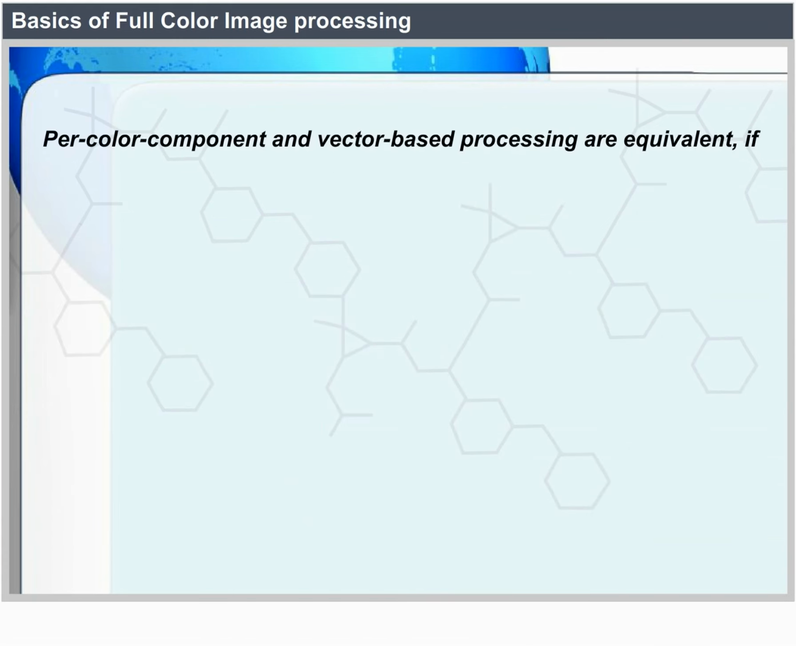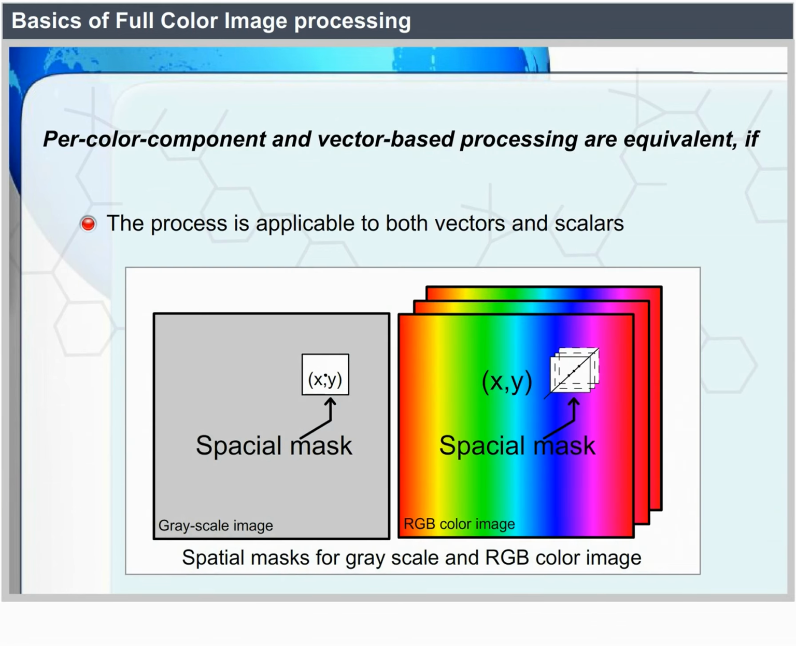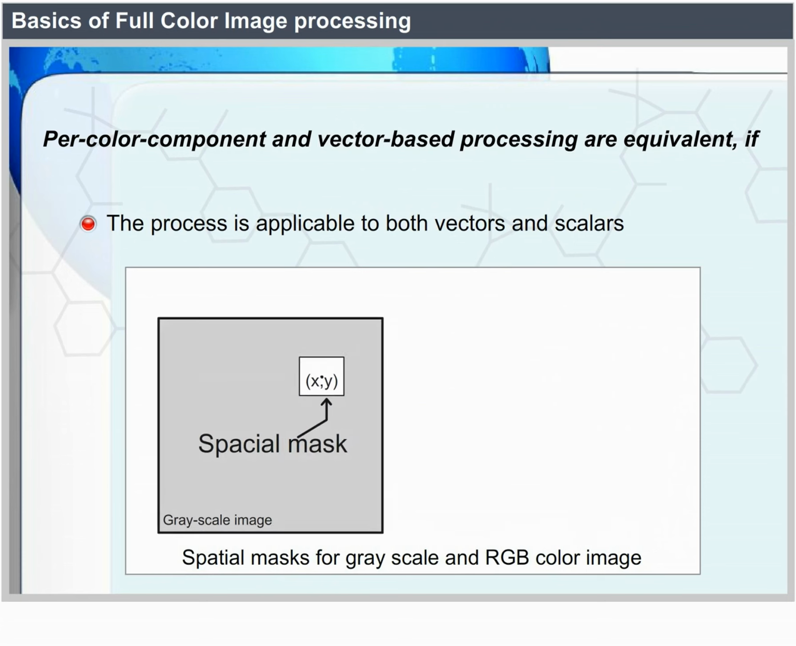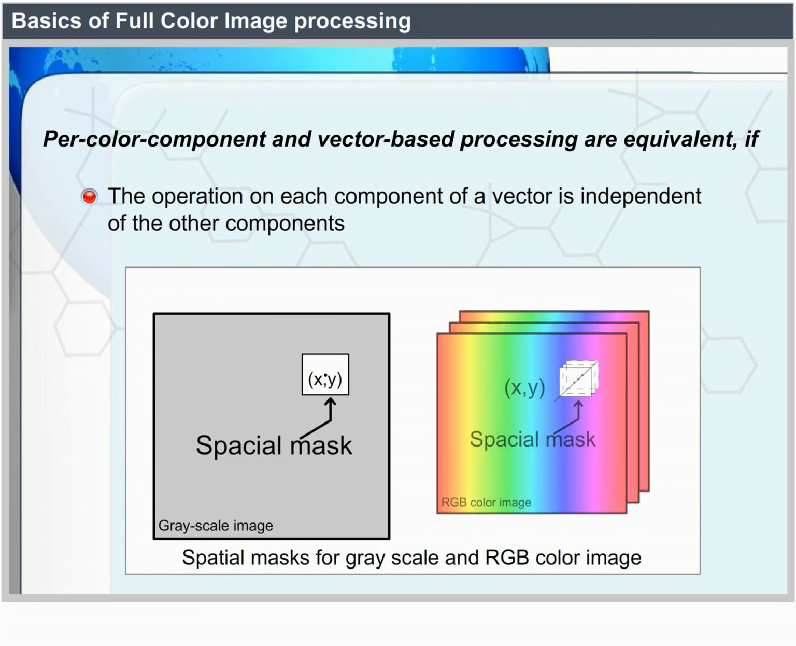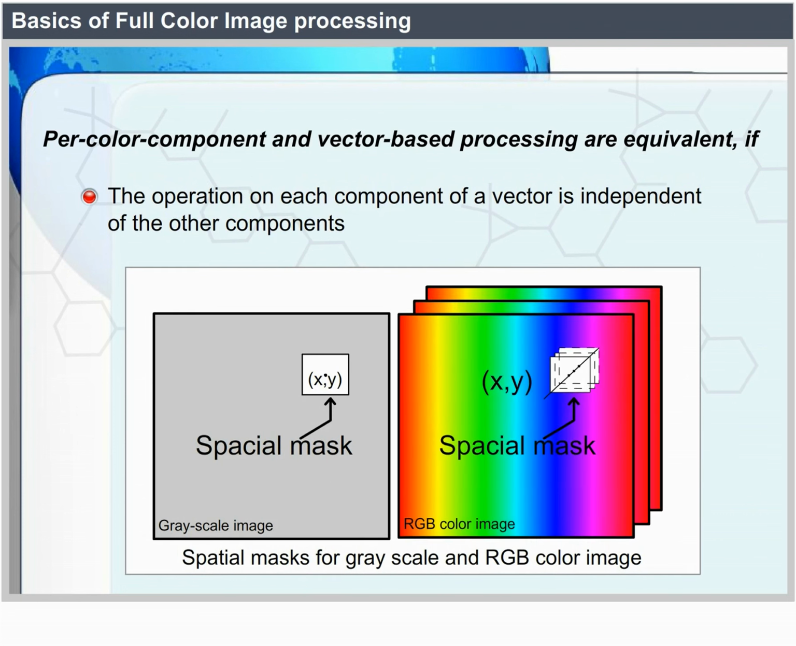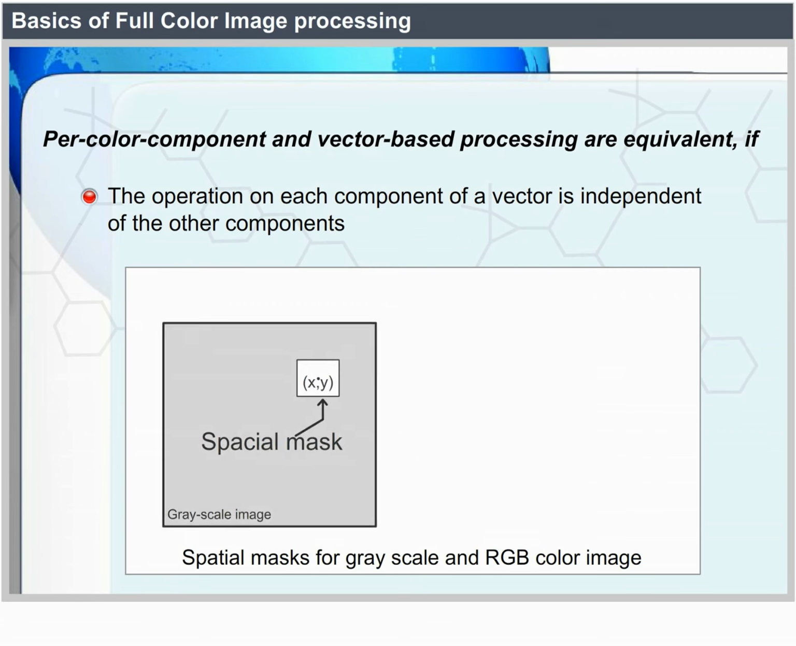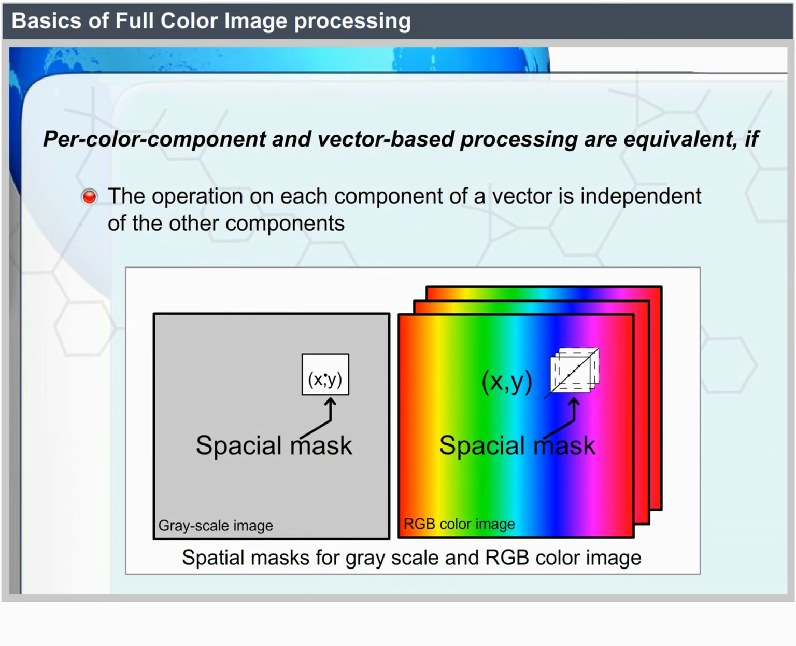Per color component and vector-based processing are equivalent if the process is applicable to both vectors and scalars, and the operation on each component of a vector is independent of the other components. This figure shows the spatial masks for grayscale and RGB color image.